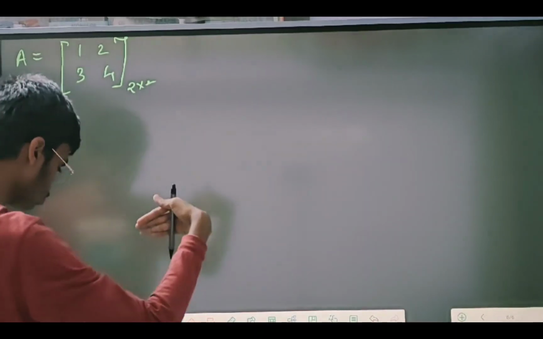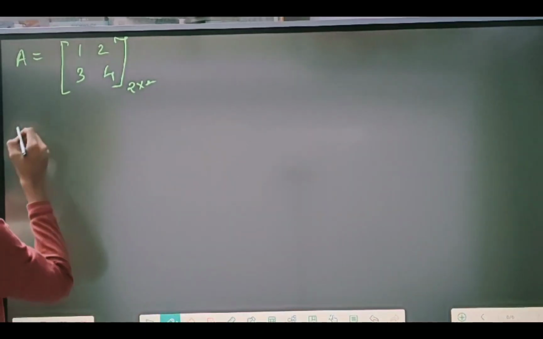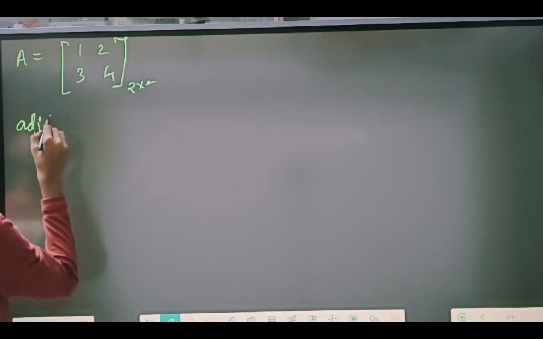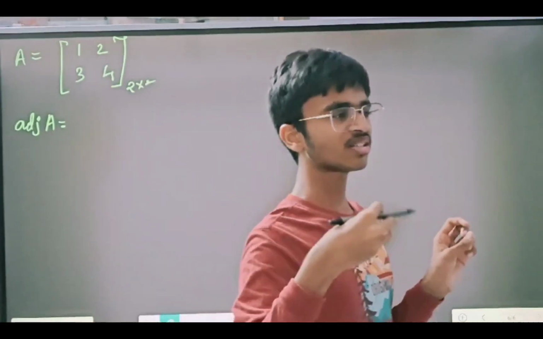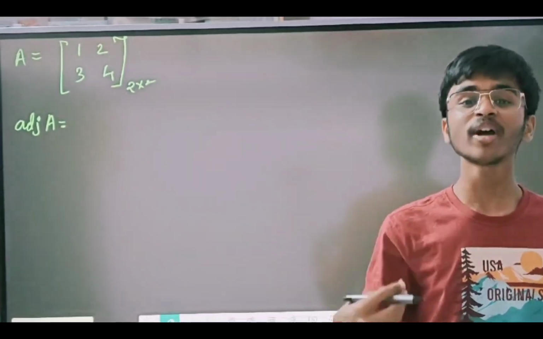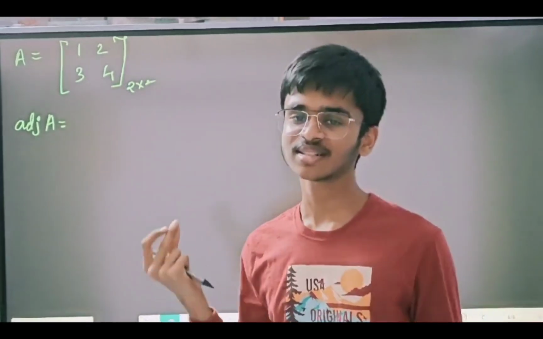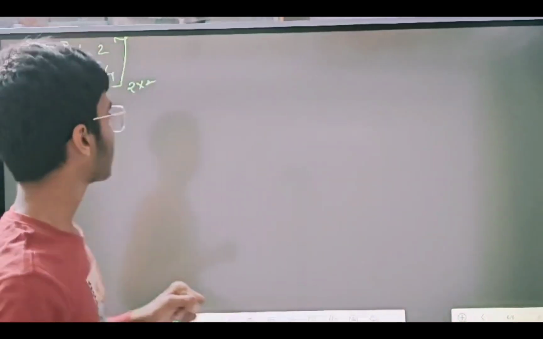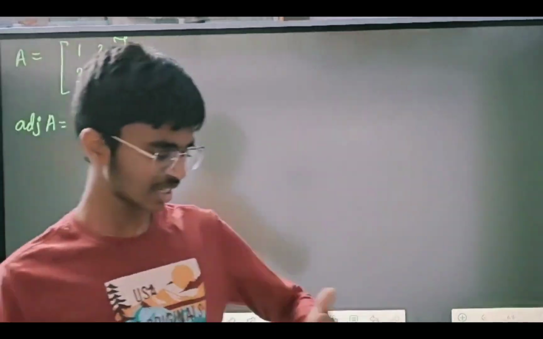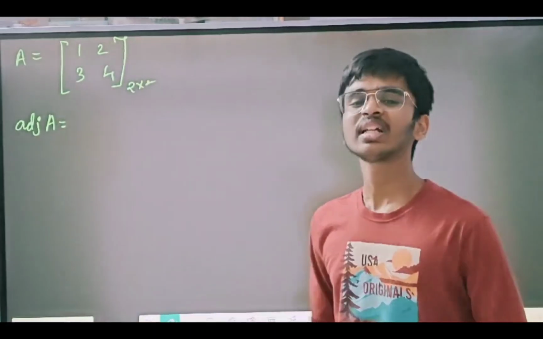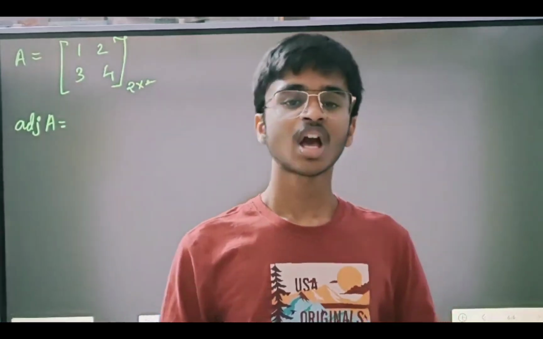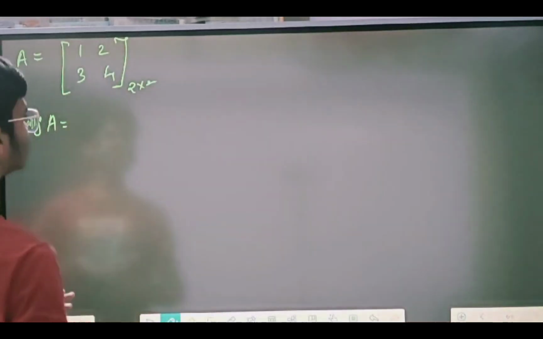So now I have to find the adjoint of A. Actually, it is not pronounced adjacent of A, it is pronounced adjoint of A. Sorry, not adjacent, it is adjoint of A. Adjacent means just nearby, touching each other. That is what we say as adjacent in English. Adjoint is actually different in math.